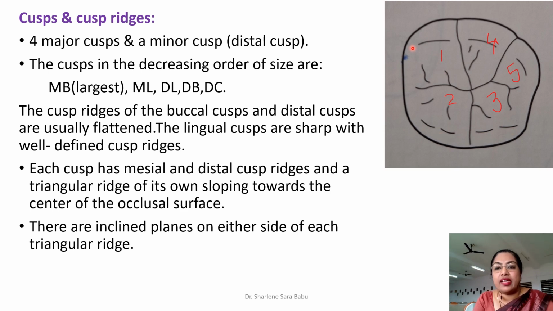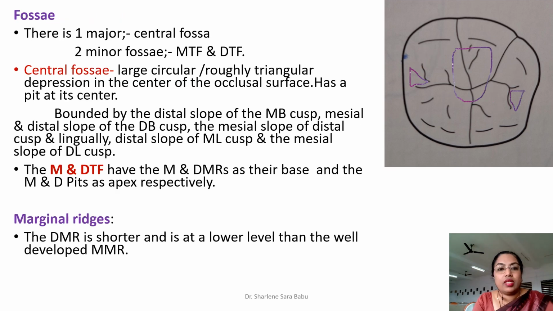The lingual cusps are sharp with well-defined cusp ridges. Each cusp has mesial and distal cusp ridges and a triangular ridge of its own sloping towards the occlusal surface, and there are inclined planes on either side of each triangle. Next, about the fossae. There are 3 fossae, one major fossa, that is the central fossa, and 2 minor fossae, the mesial triangular fossa and the distal triangular fossa.